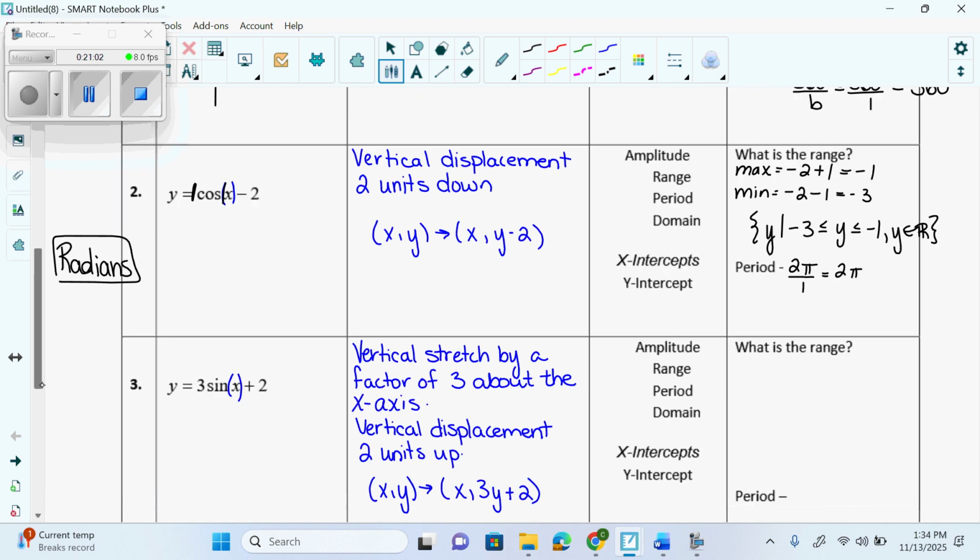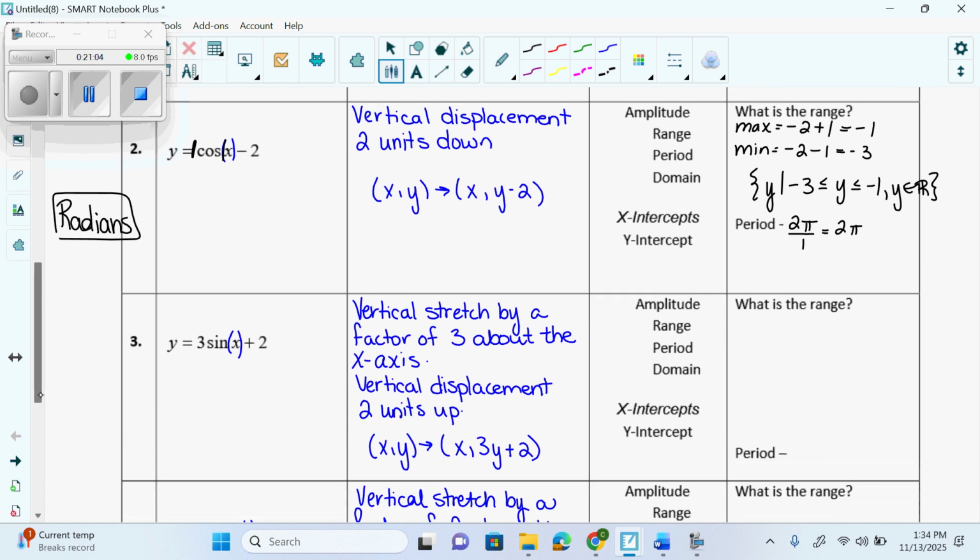For 3, what's the period? My B is 1, so what's the period if I say this is in degrees? It would be just 360 because it wouldn't change. It would be 360 divided by 1.